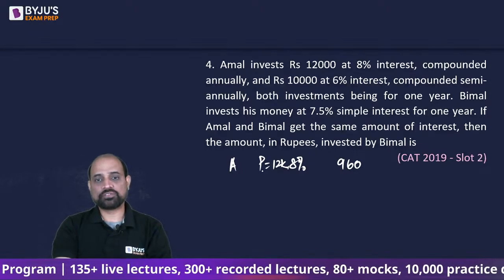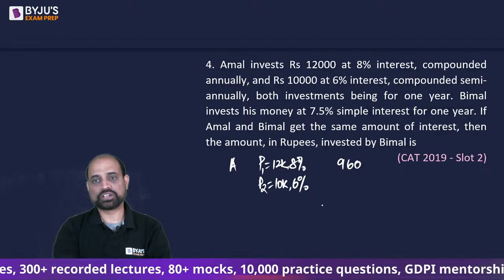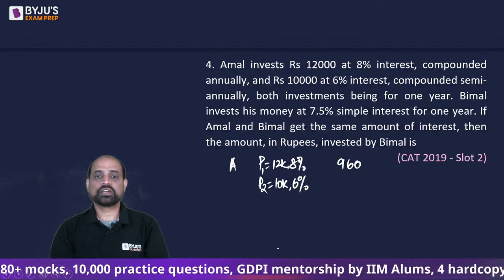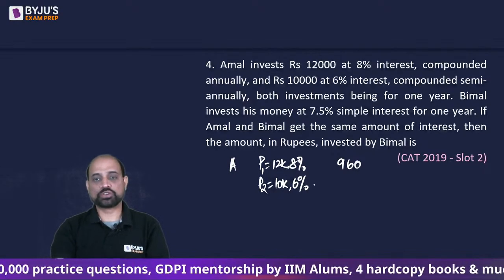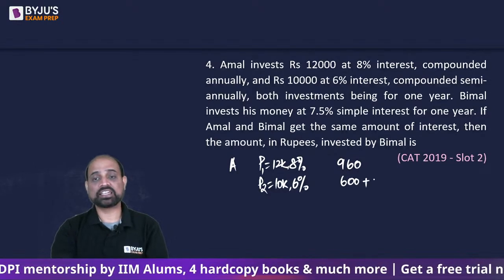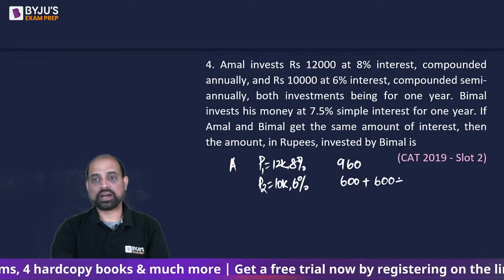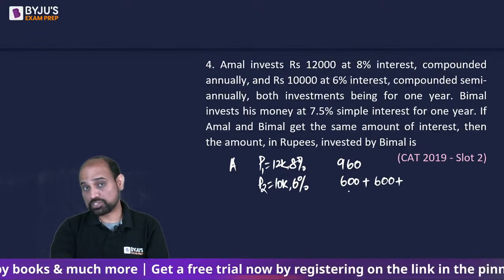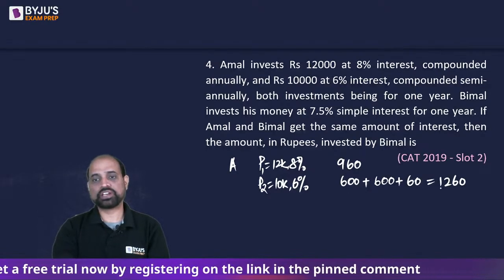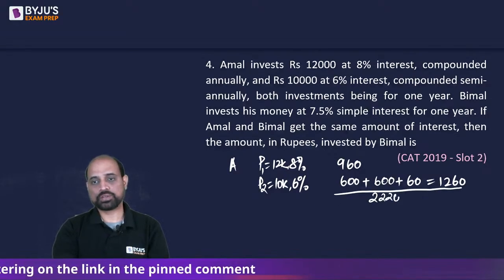Next is he also invests another principal amount, which is 10,000 at 6% rate of interest, compounded semi-annually. So 6% he is going to get for 10,000, which is going to be 600 rupees. And then he is going to get 600 again, but then he will also get 6% of the first 600, which is going to be 60. So this turns out to be 1260. So the total interest that he gets is 2220.